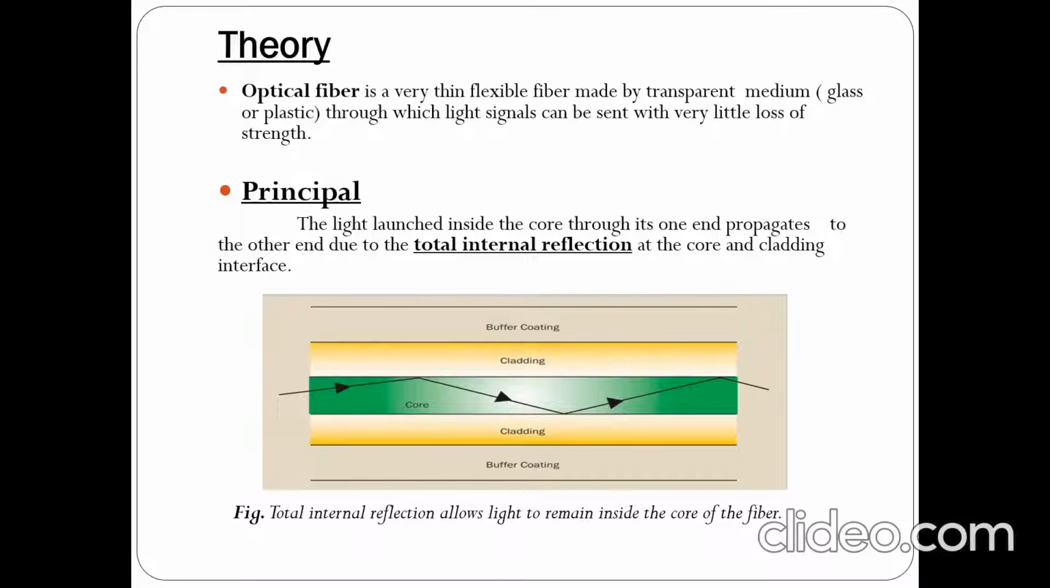Theory: optical fiber is a very thin, flexible fiber made by the transparent medium through which light signals can be sent with very little loss of strength. Principle: optical fiber works based on total internal reflection principle. That means the light launched inside the core through its one end propagates to the other end due to the total internal reflection at the core cladding interface.